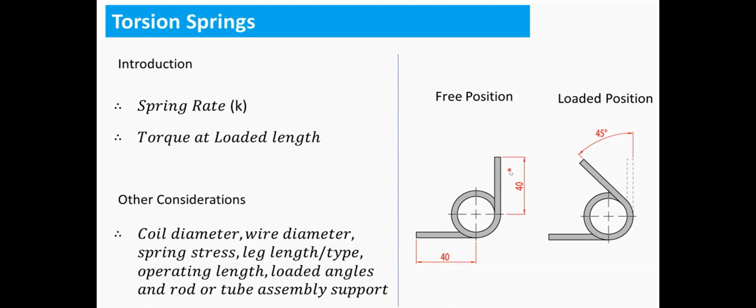So this is the torsional spring, right? Of course, first we have to figure out what the spring constant is. This torsion spring can be loaded at the end of its length at a specific angle, so we apply the force here. The first parameter we have to figure out is the spring constant. Of course, the other parameters to be considered are the same as before, for the compression or extension spring.